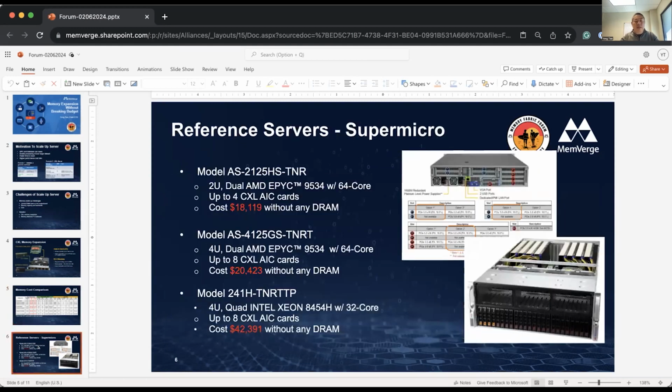Here are some more of these servers that can work with the CXL expansion card even today. This is from Supermicro, but we have also seen this from Lenovo as well. In fact, I think Astera Labs had a system with a Lenovo server showcased at DesignCon. You can have various kinds of 2U, 4U, dual socket, quad socket systems. This particular 2U dual AMD server can take up to four CXL add-in cards. You have a 4U system that can take up to 8 expansion cards. These are the configurations here.